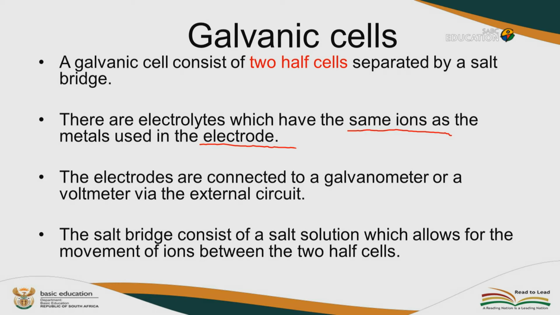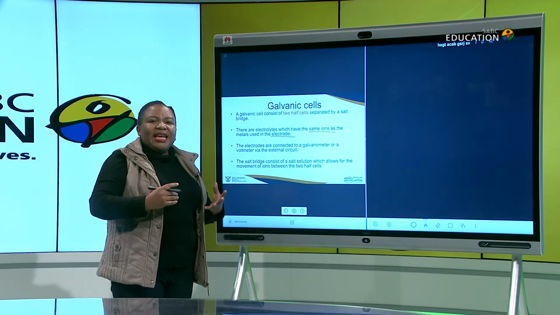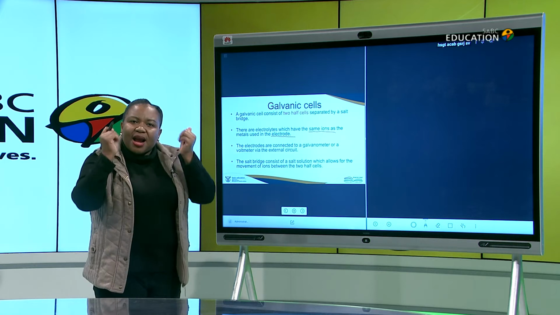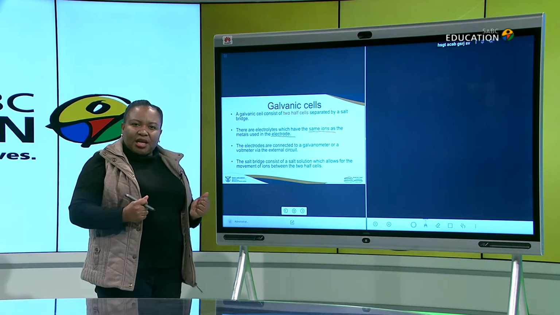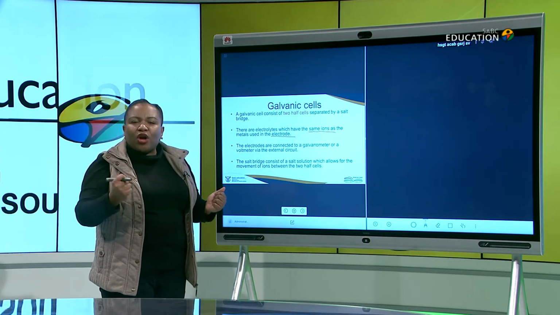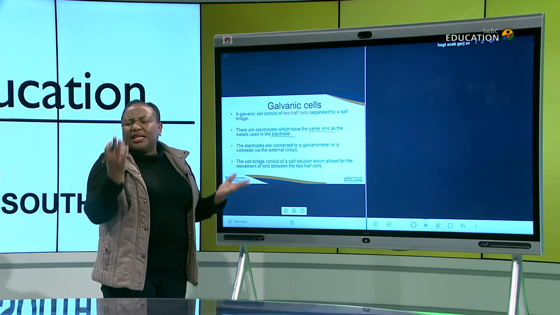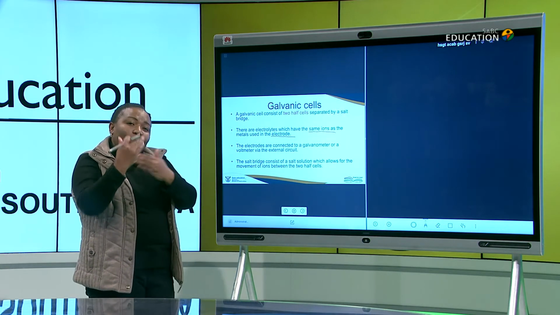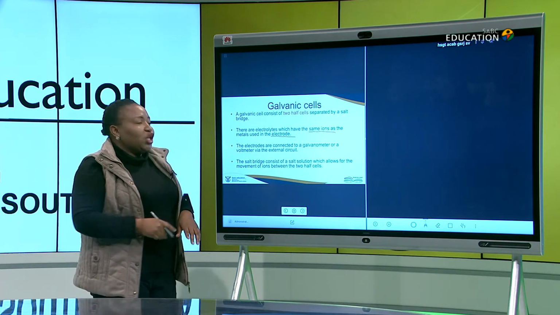Remember, an electrode, in our case, we have used metals. And if you have a specific metal as an electrode, you must have an electrolyte with the same ions of that electrode. Meaning that if you have zinc as your electrode, the electrolyte of zinc must have the zinc ions. So you will think about any electrolyte that can have zinc ions, like zinc nitrate or zinc sulfate, which will always be able to communicate with the electrode.